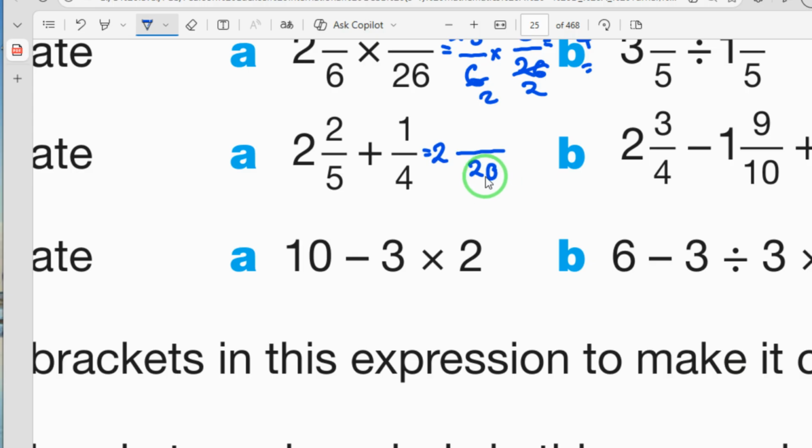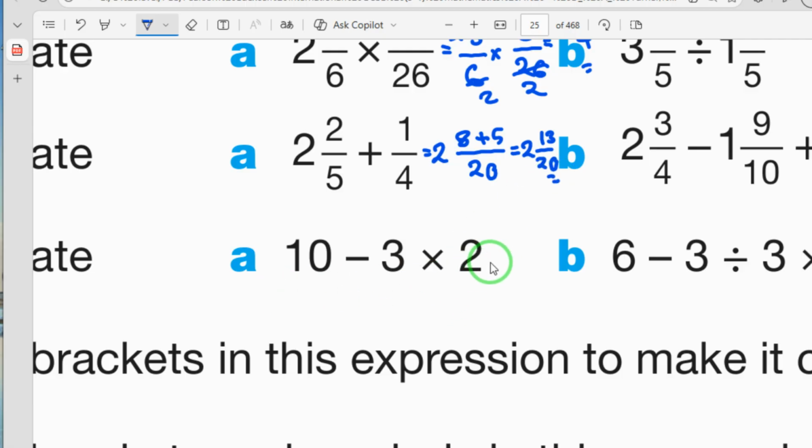Then we divide 20 by every denominator and multiply by numerator. 20 divided by 5 gives us 4 times 2 is 8. We write here 8 plus 20 divided by 4 gives us 5 times 1 is 5. So here we write 2 as a whole number, and 8 plus 5 becomes 13 over 20. This is the final answer.